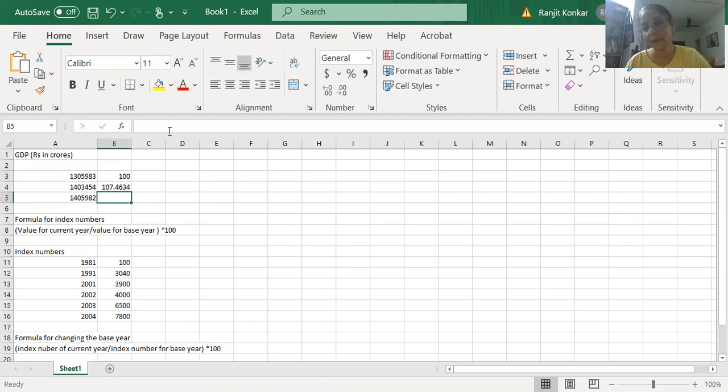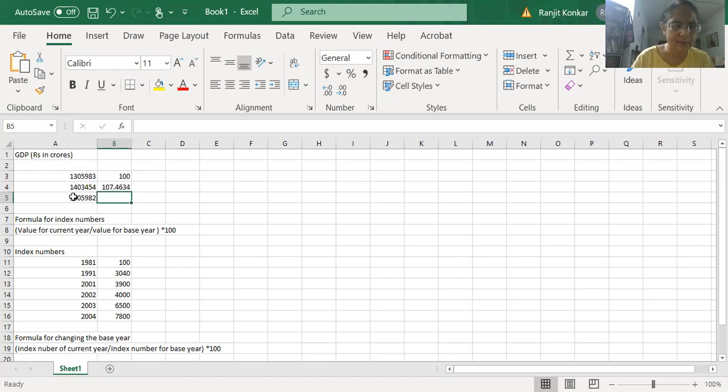Remember one thing, the index number for base year is always 100, okay? And after that, it increases or decreases, whatever. The base year index number has to be 100. And this is how you arrive at it. You take the value on the denominator and numerator the same, multiply it by 100, okay?